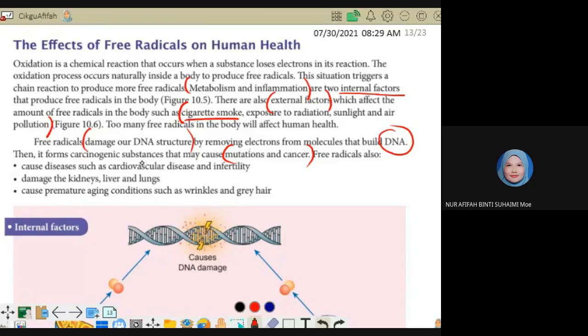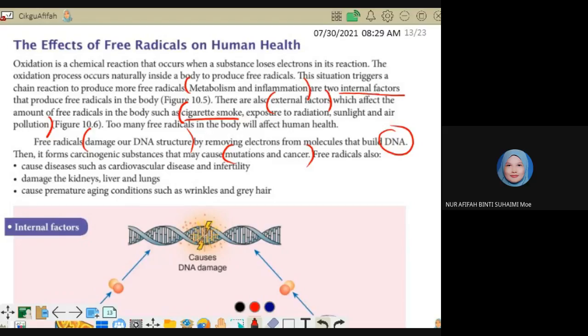Okay. Damage the kidneys, liver and also lungs. Okay, kerosakan pada ginjal, you punya kidney. Kidney failure, can cause kidney failure, kegagalan buah pinggang. Okay. Malfunction of kidney, your liver, okay, attack your liver and also lungs. Okay, contohnya kalau lungs ni from the cigarette smoke tadilah. Okay, the cigarette smoke, when a person smokes or is a passive smoker, active smoker, passive smoker.